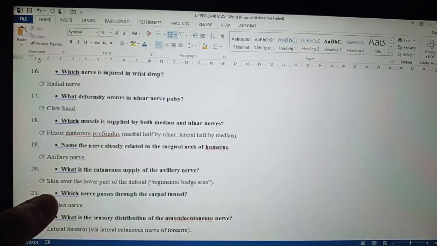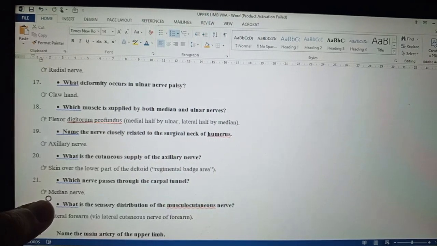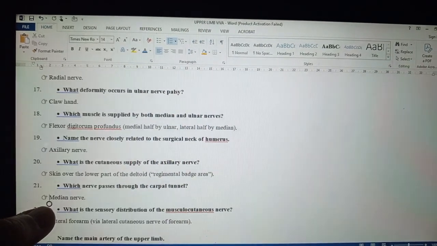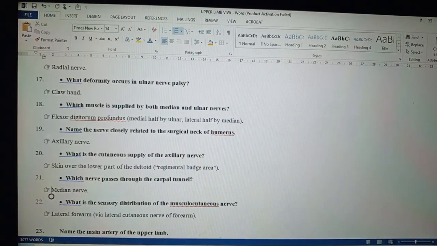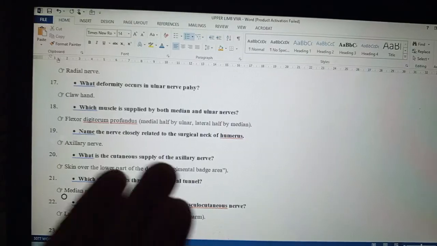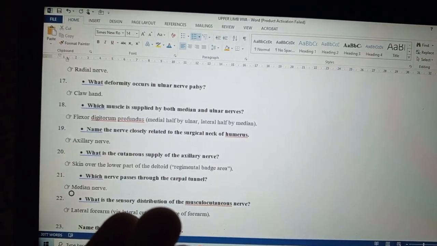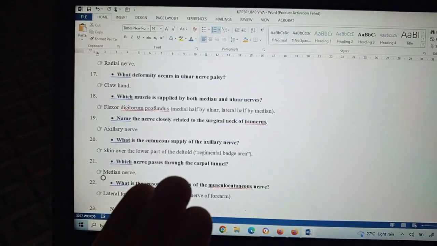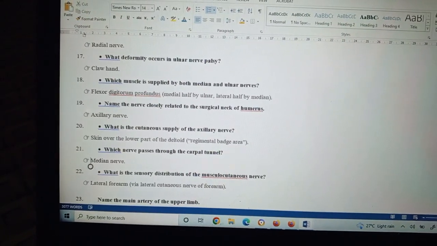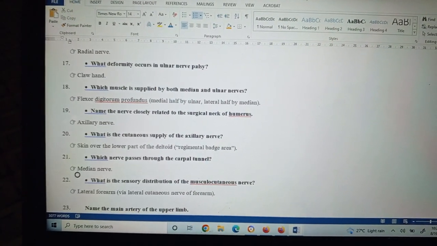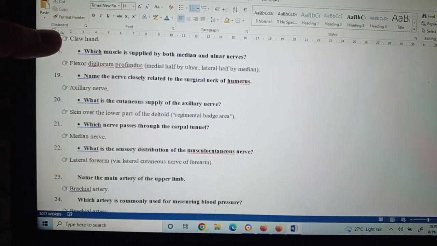This is a very common question asked in the exam: there is only one muscle which is supplied by both the median and ulnar nerves. The lateral half is supplied by the median nerve and the medial half by the ulnar nerve. Name the nerve closely related to the surgical neck of the humerus. Similar question: the axillary nerve.